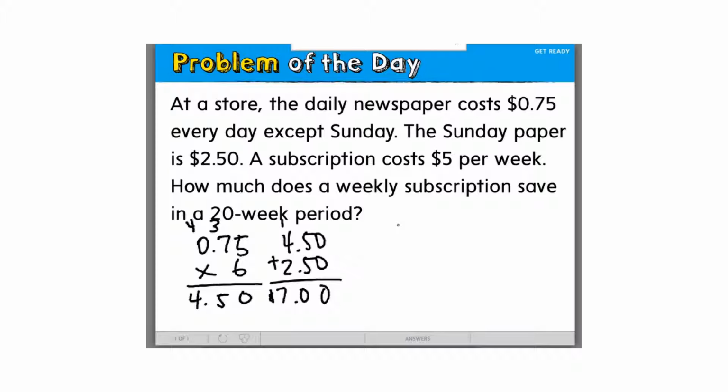Now, there are a couple of different ways to go from here. One way is to see how much it would cost me over 20 weeks. So $7 times 20.